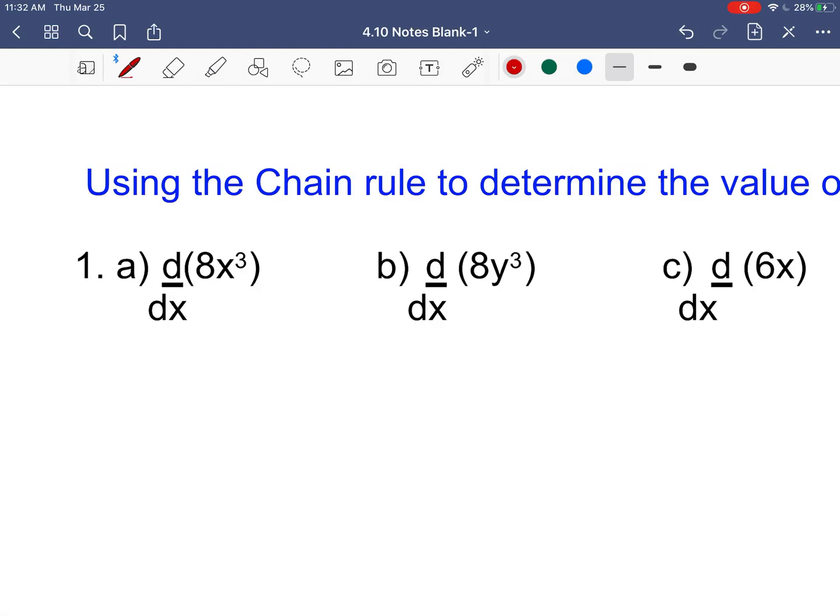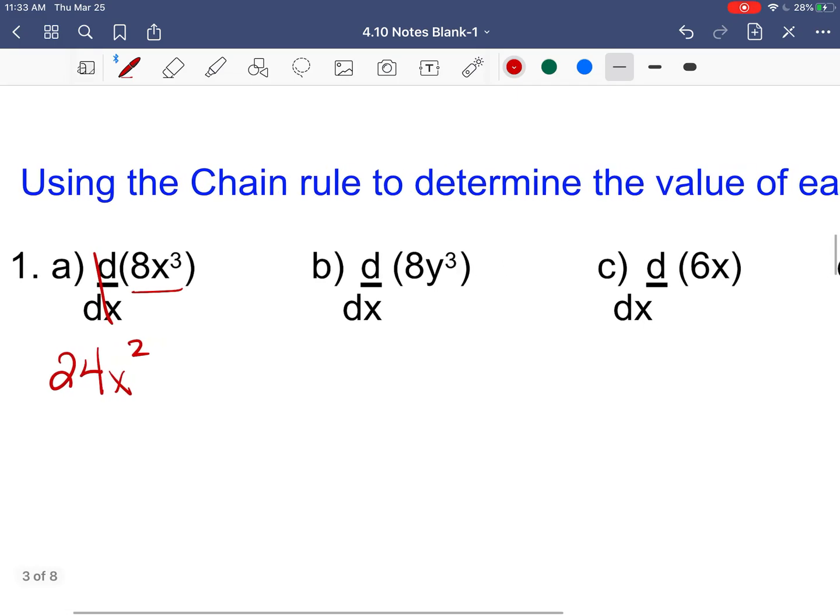Our first one, we're looking at the derivative of 8x cubed with respect to x. The nice thing is when you've got the derivative of x with respect to x, that just cancels out and you just use your power rule. So we've got 24x squared.